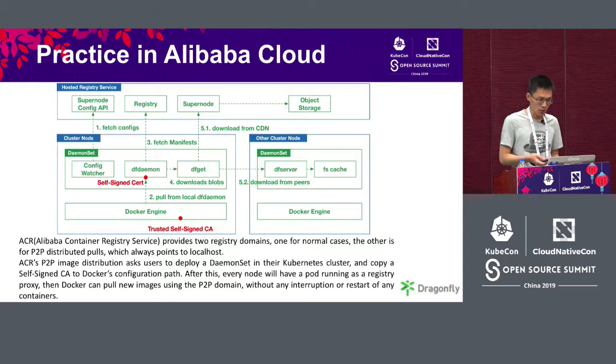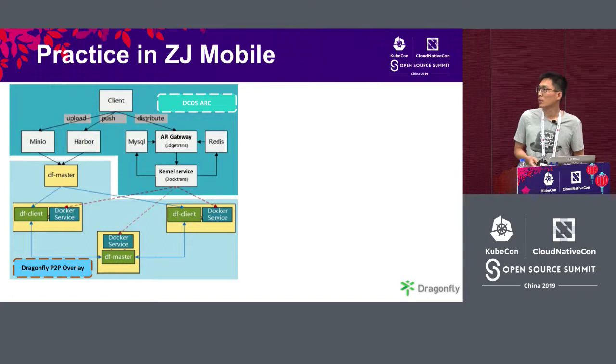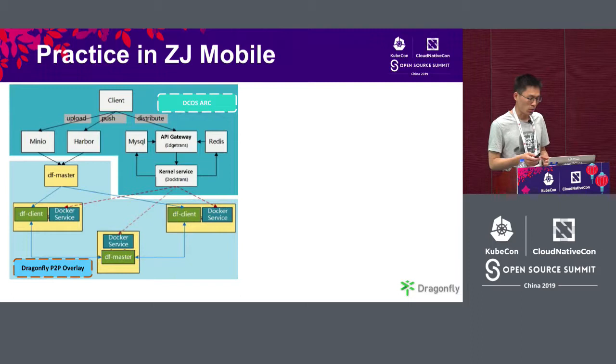Now ACR has this demo version with Dragonfly, and if you want you can try it. And this is another example in Zhejiang Mobile, how they use Dragonfly. So above there, that is the deployment system of Zhejiang Mobile. They have this client in charge of uploading the image and triggering the image download command. And down there, the light blue one, that is the Dragonfly component.